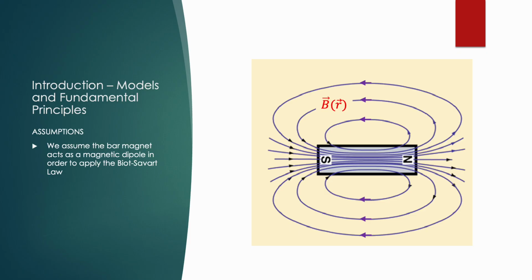Here is a visual representation from the lecture that I believe does a very nice job of showing the magnetic field produced by a bar magnet, which also shows how we can treat a bar magnet as a magnetic dipole, which is the main assumption we are making in this lab in order to apply the Biot-Savart law.